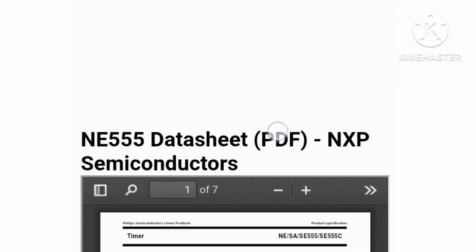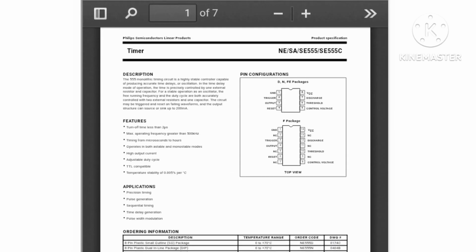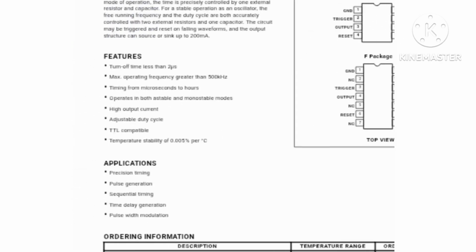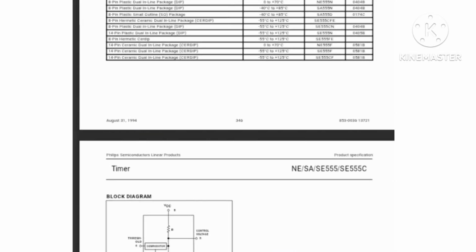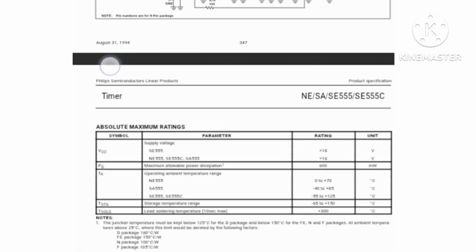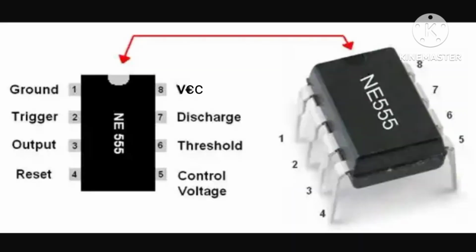Now, when you open up the datasheet, the first thing you usually see is a pinout diagram. The diagram shows the functions of each pin. For example, let's say you're looking at a 555 timer IC datasheet. You're going to see that pin 1 is ground, which is the negative input. Pin 2 is trigger. Pin 3 is the output. Pin 4 is reset. Pin 5 is control voltage. Pin 6 is threshold. Pin 7 is discharge. And pin 8 is VCC, which is a positive input.